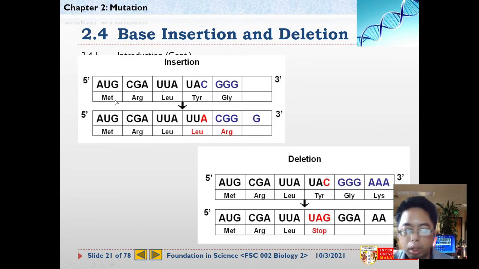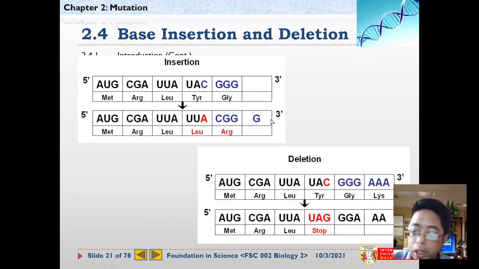Let me explain through here. You have AUG, CGA, UUA, UAC, GGG. What if you add something else here? You add a U between this U and A. So now you get UUA. And then this C goes where? This C goes to the next word, which is CGG. And then this G, where does it go? It's unpaired, it's just alone here. So before this insertion, it is normal, but after the insertion, it becomes different. The amino acids that are created will be different.